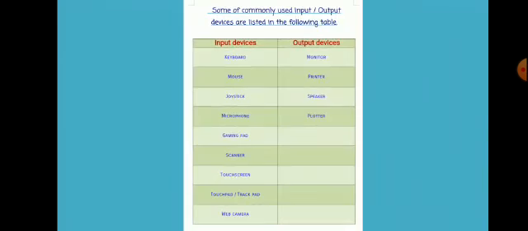Some commonly used input and output devices are listed in the following table. Input devices: keyboard, mouse, joystick, microphone, gaming pad, scanner, touch screen, touchpad and trackpad, web camera. And output devices: monitor, printer, speaker and plotter.